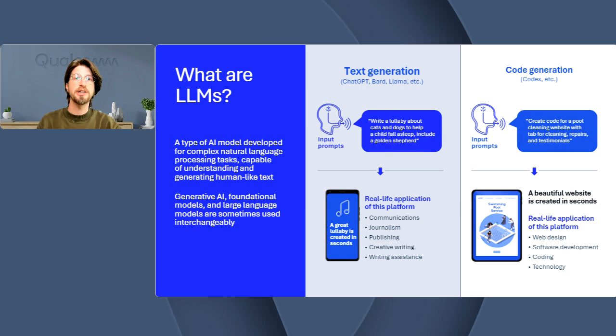Generative AI models create new and original content like text, images, video, audio, or other data. Generative AI is doing amazing things. I'm sure you've all seen Stable Diffusion and ChatGPT in the past few years. Large language models are a type of generative AI model developed for complex natural language processing tasks, capable of understanding and generating human-like text. They are trained on vast amounts of text data, learning language patterns which they use to create contextually appropriate sentences.